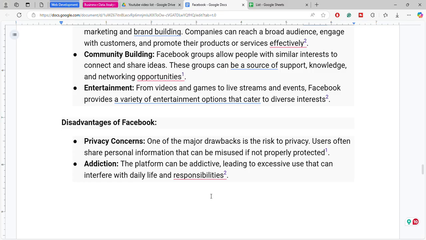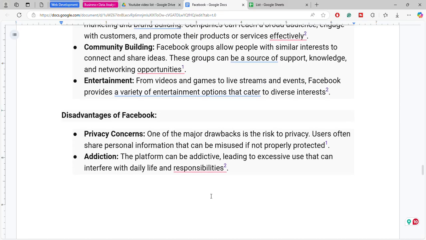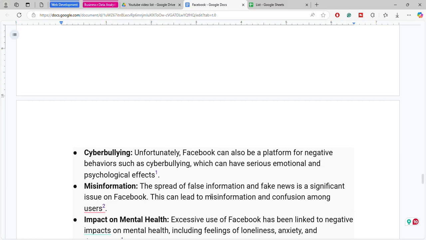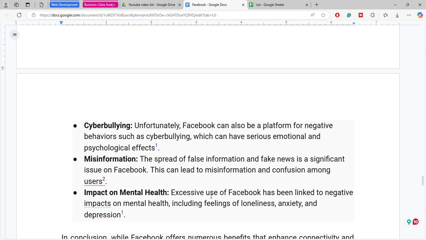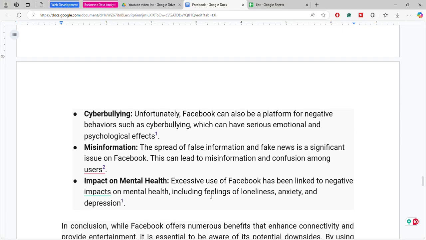Addiction: the platform can be addictive, leading to excessive use that can interfere with daily life and responsibilities. Cyberbullying: unfortunately, Facebook can also be a platform for negative behavior such as cyberbullying, which can have serious emotional and psychological effects. Misinformation: the spread of false information and fake news is a significant issue on Facebook. This can lead to misinformation and confusion among users.